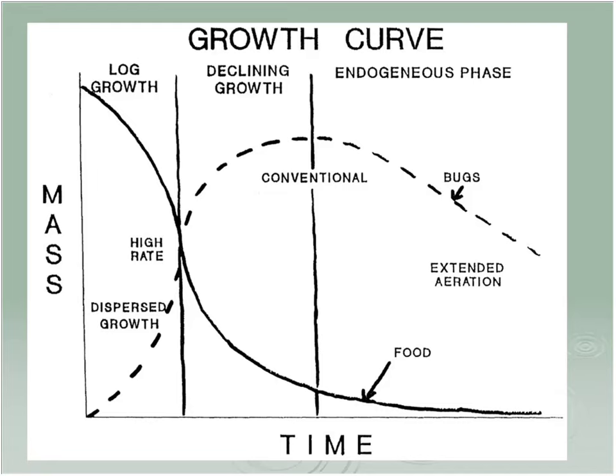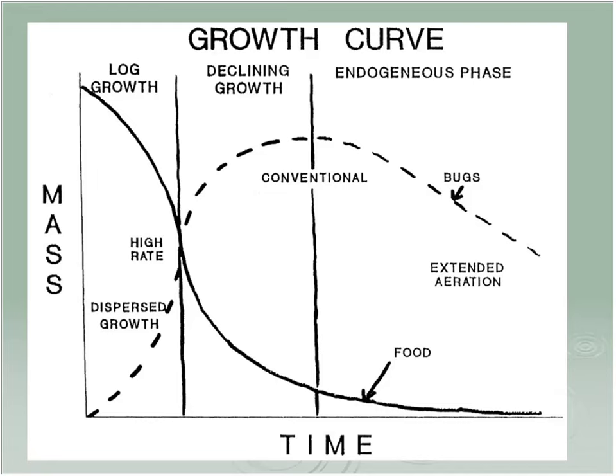Log growth is, again, we're starting a process. So I've got very few bugs, but I've got a lot of food. So there's no competition for the food. It's easy to find. There's plenty of it. So they just eat and reproduce like crazy, and your population, the dotted line, goes up dramatically. Your food, the solid line, comes down quickly because they're just gobbling this stuff up like crazy.